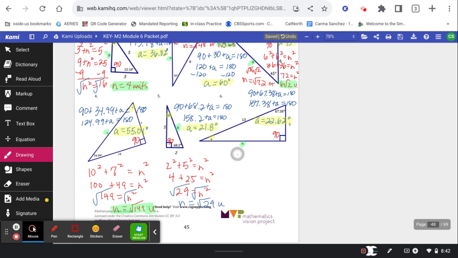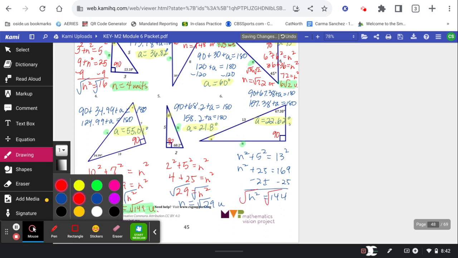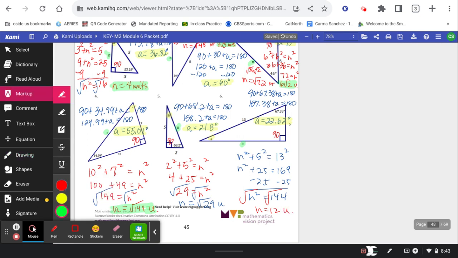Last but not least, we've got a leg squared plus other leg squared equals hypotenuse squared. 5 squared is 25, 13 squared is 169. When I minus 25 from both sides, I get 144. When I square root both sides, I get that the missing leg is 12 units long. And there's my last two answers.